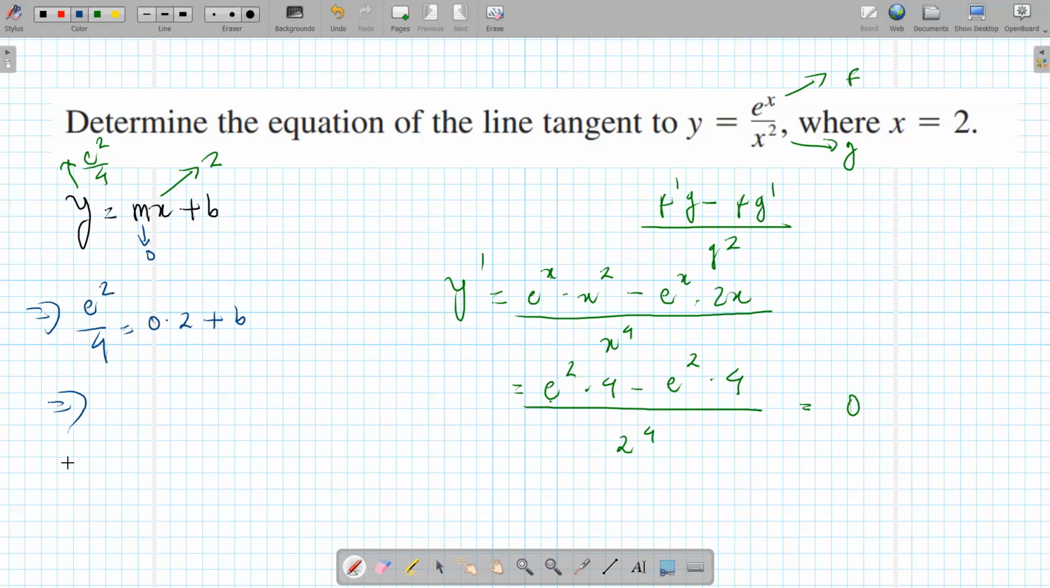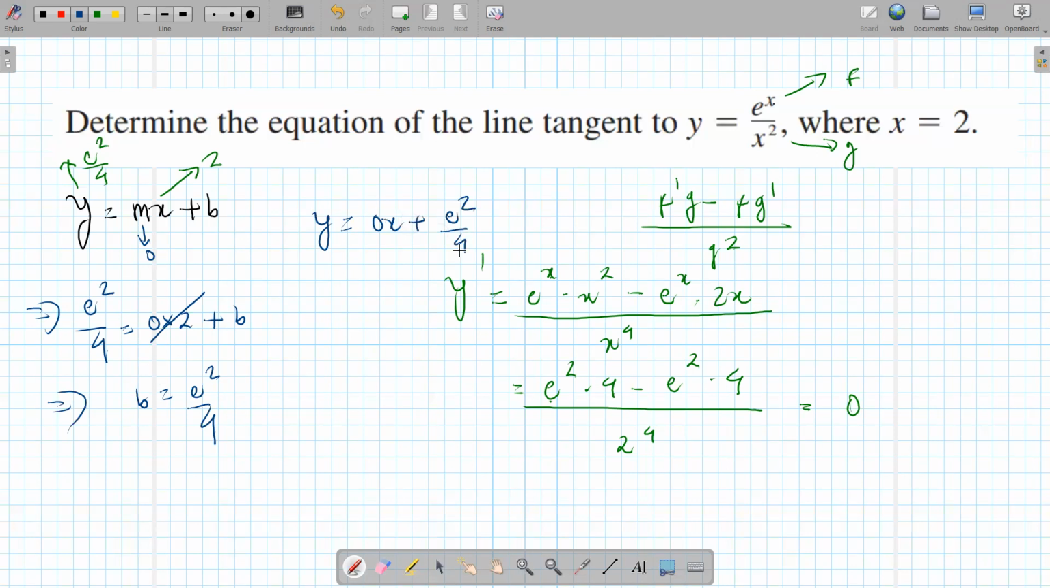How do you solve this equation for b? You subtract 0 times 2. But wouldn't that just be 0? That'll just be 0, so you can just ignore this. So b will simply be e squared over 4. That's your y-intercept. So therefore, your straight line is 0x plus e squared over 4.